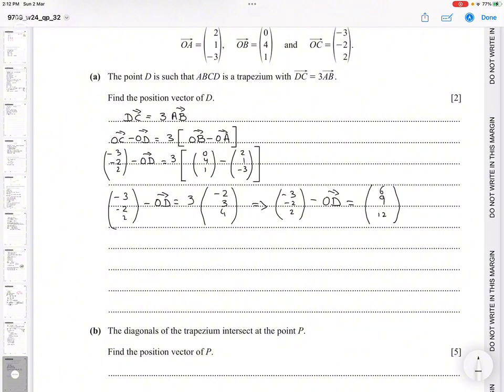So from here, OD equals minus 3, minus 2, 2 minus, this is actually minus 6, 9 and 12. So OD equals 3, minus 11, minus 10. This is your OD.